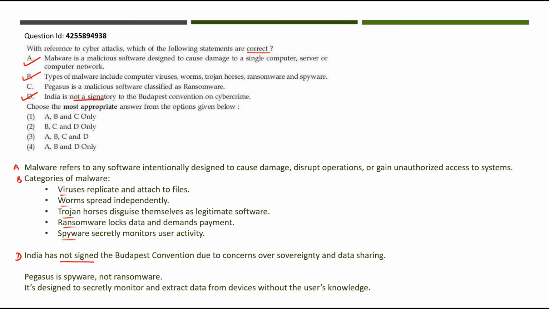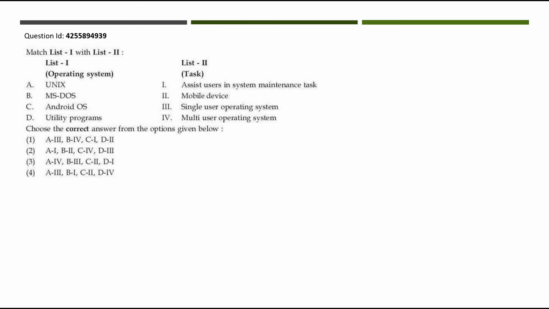What about C? Pegasus is spyware and not ransomware. So from this we can say C is false. It is designed to secretly monitor and extract data from devices without the user's knowledge. So this is one kind of spyware and not ransomware. So here we know C is definitely wrong. Option number 4, A, B and D only will be the right answer because they are asking for the correct statements.